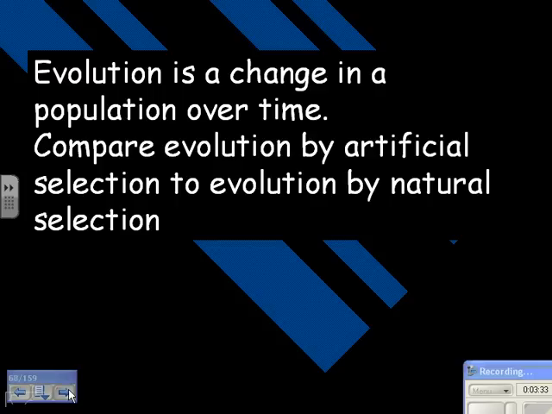Evolution is a change in a population over time. Compare evolution by artificial selection and evolution by natural selection. What's the difference, David? Oh, well, artificial selection is when people choose the desired traits, and natural selection is when nature chooses the desired traits. Perfect.